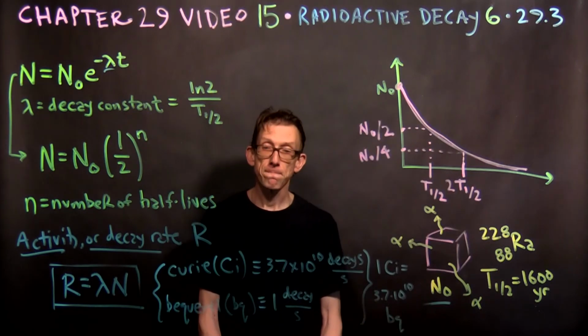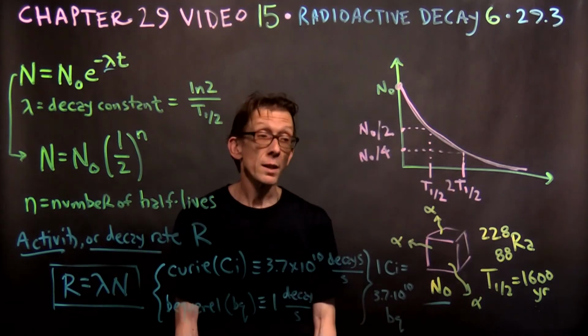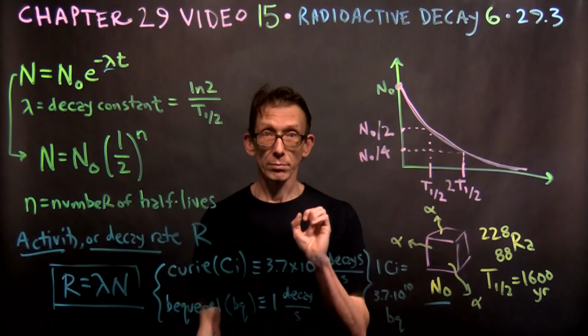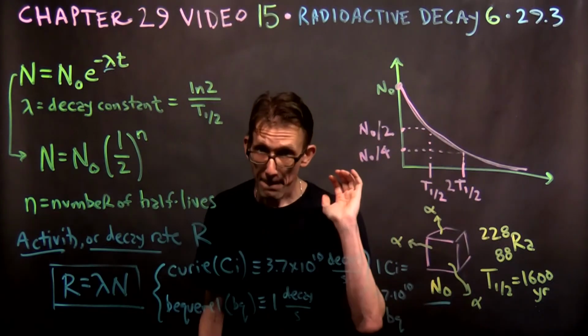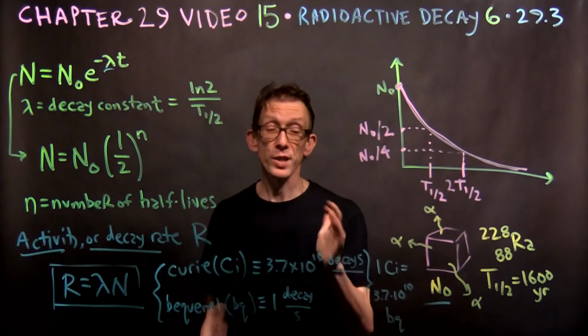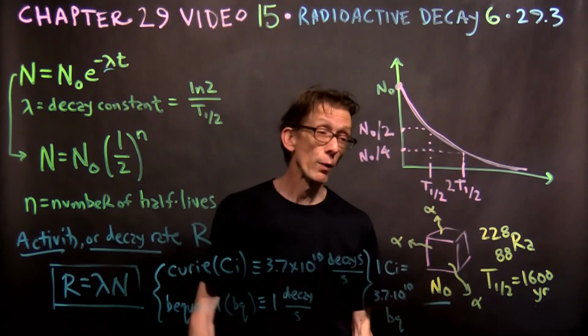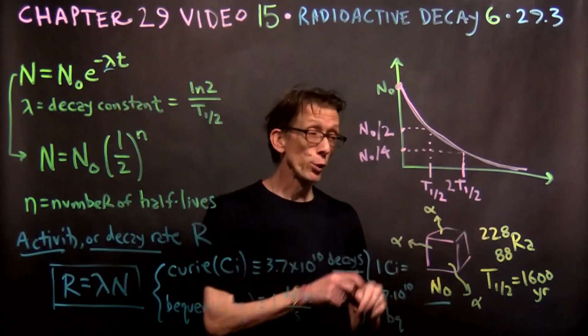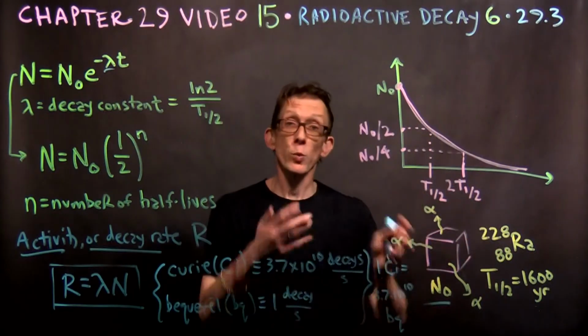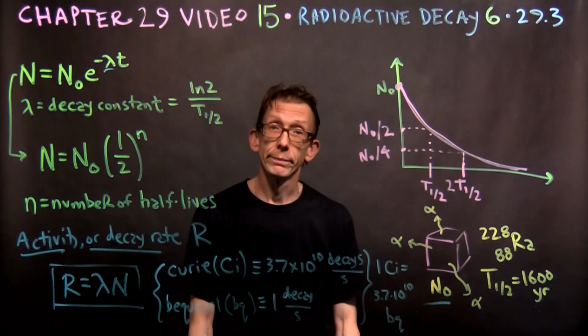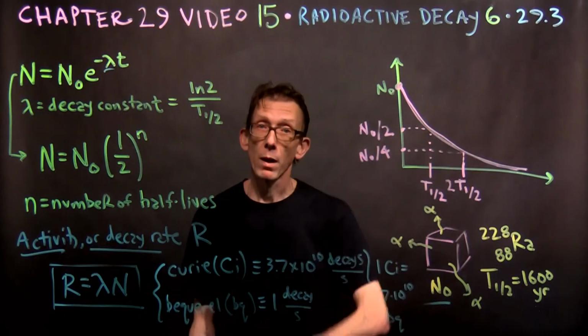Again, that's for a given sample, how many decays per second we get. That's the activity or decay rate. How many, in this case, of radium-228, that's how many alpha particles we get spitting out of this thing per second. Okay, next up, an example.